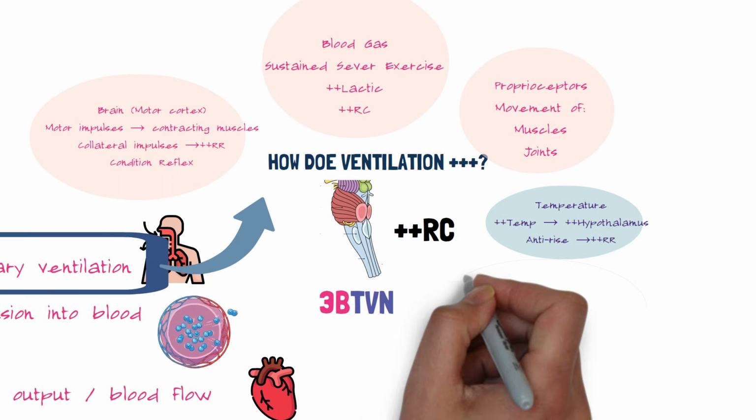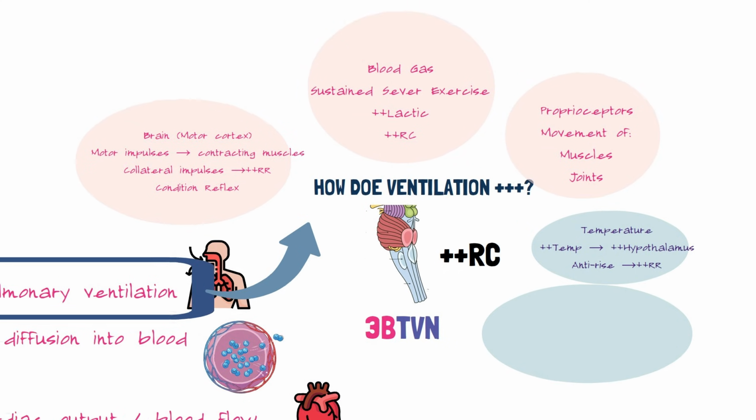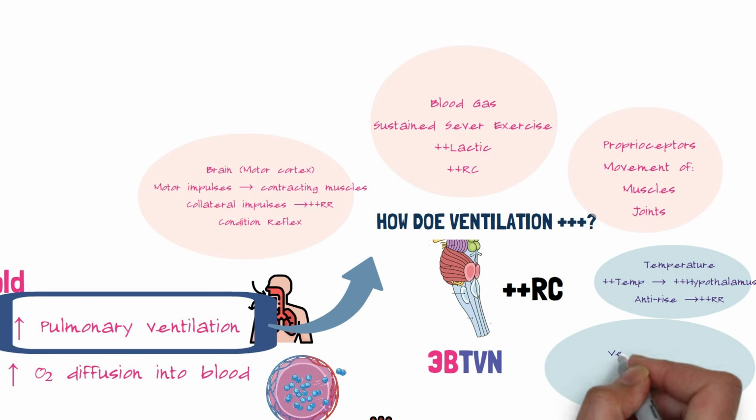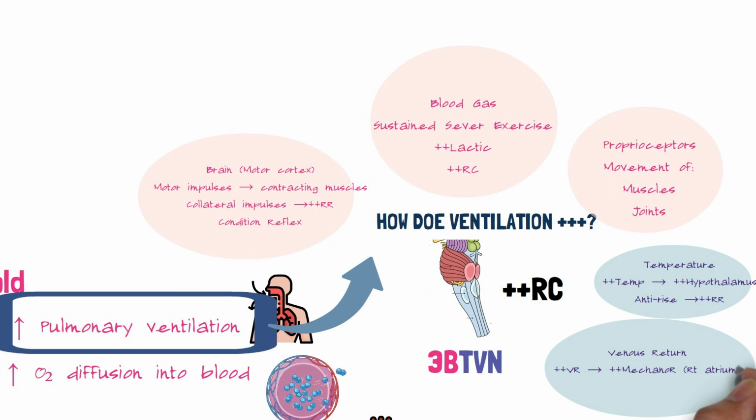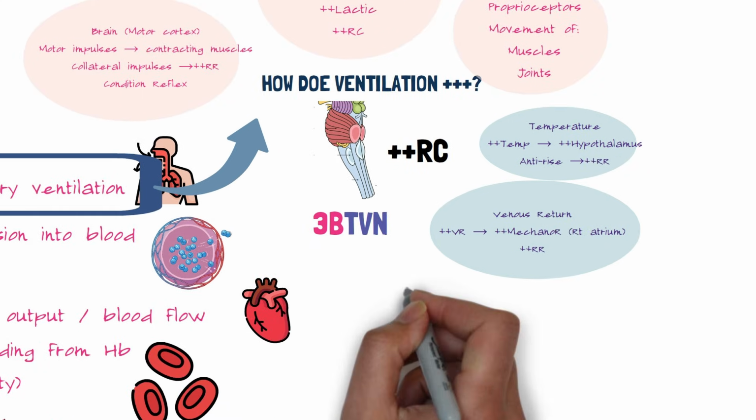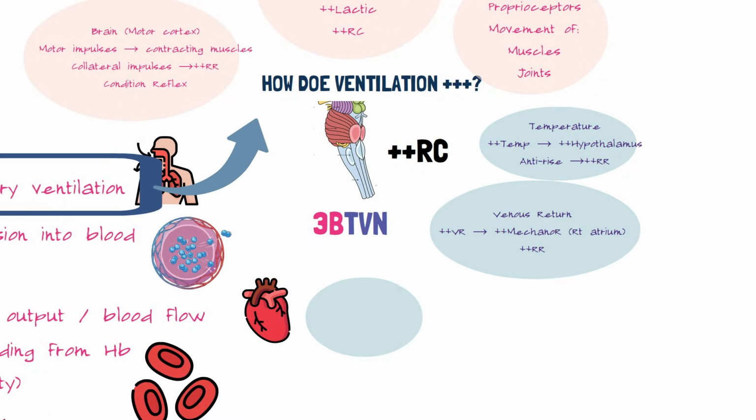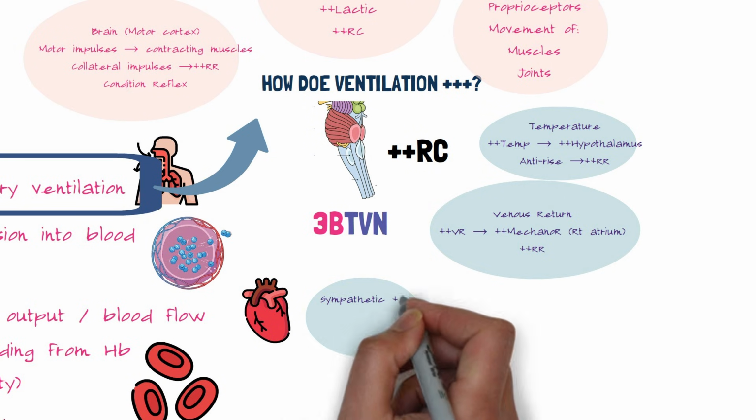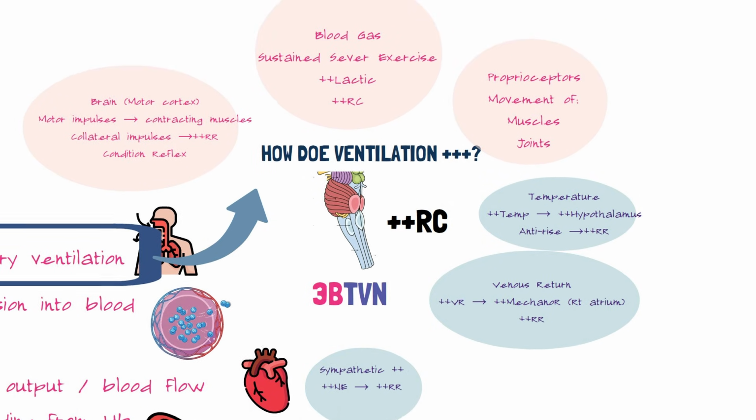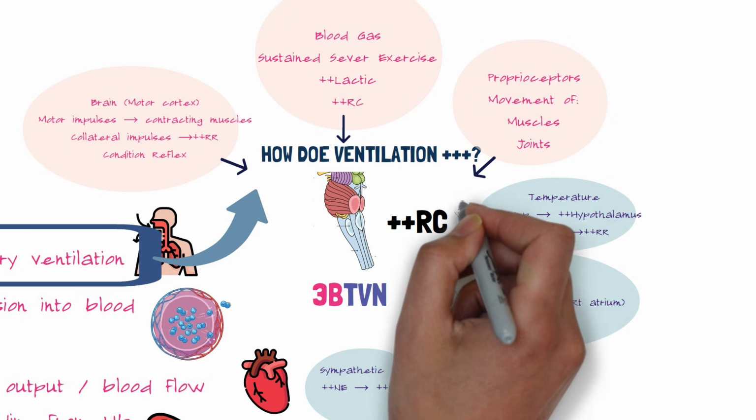The temperature is from the hypothalamus to the respiratory center. When body temperature increases, with the venous return increase, the mechanoreceptors stimulate the respiratory center, and when the sympathetic is activated during exercise, the norepinephrine is responsible for activation of the respiratory center.